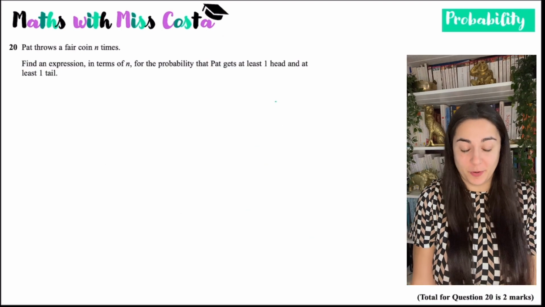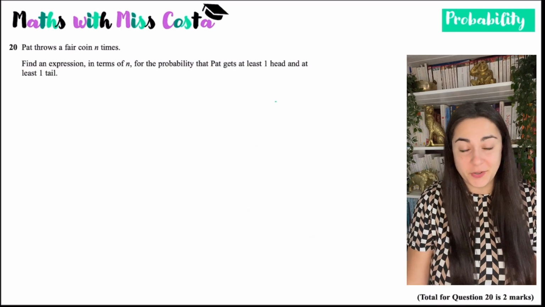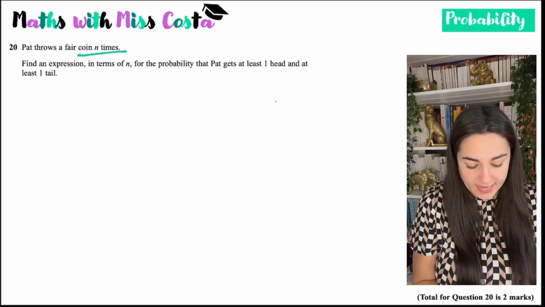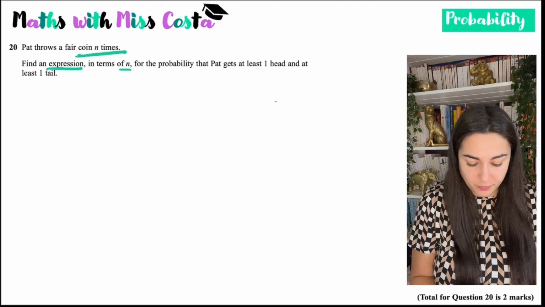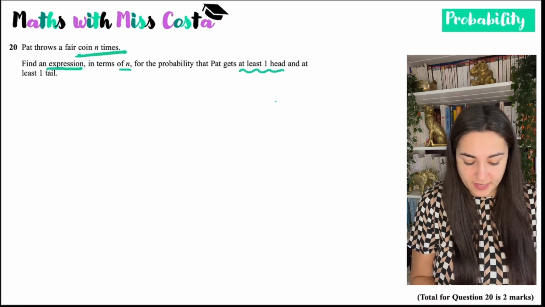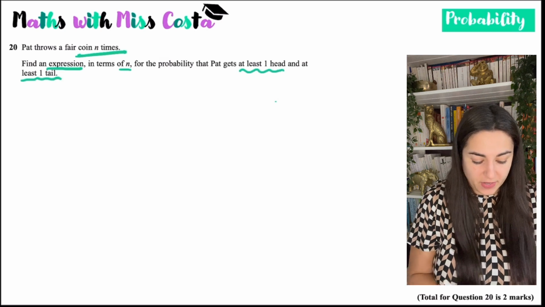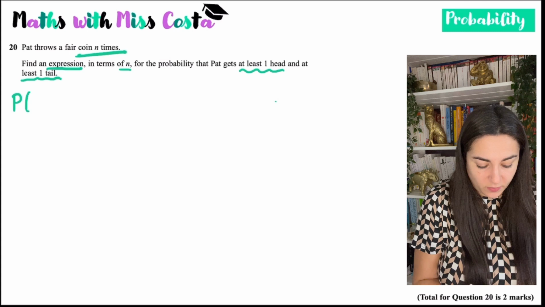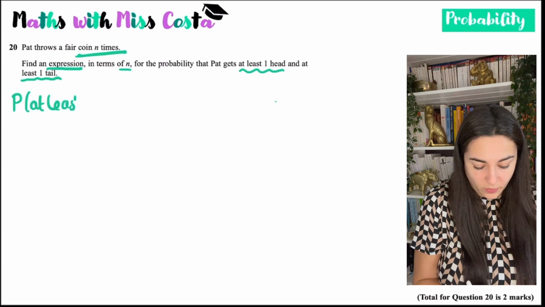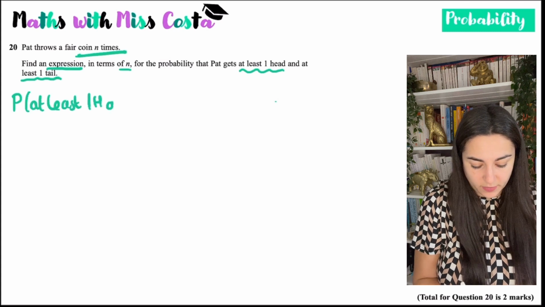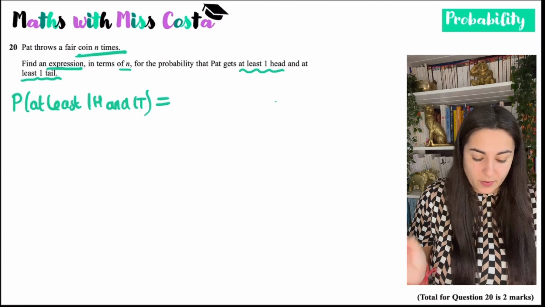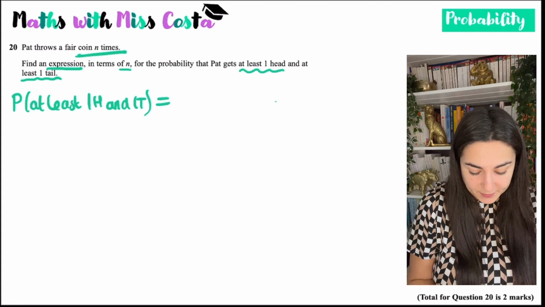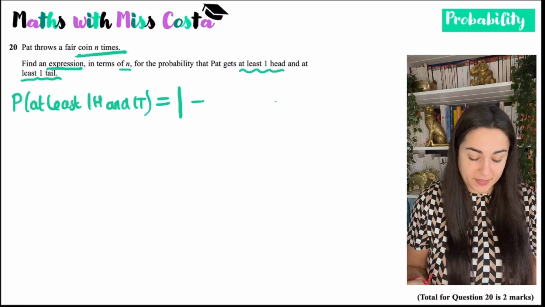Okay, so here we've got a probability question. We are told that Pat throws a fair coin n times, and we need to find an expression in terms of n for the probability that Pat gets at least one head and at least one tail. Okay, so the probability of at least one head and one tail. So how would I work that out? Well, all probability sums to 1, so it's going to be 1, take away the possibilities of this happening.